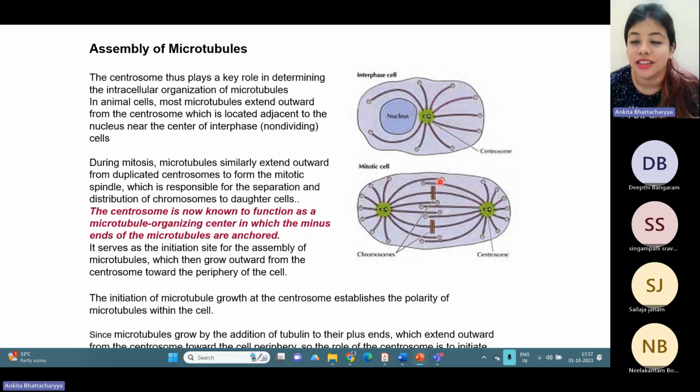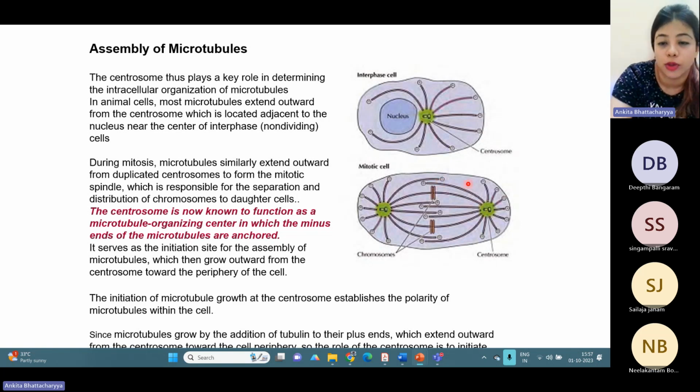And obviously, you do not see a nucleus, because during the process of mitosis, what you want is that the genetic material should be equally distributed among the two daughter cells. And there you can see that the genetic material, which was previously inside the nucleus, has undergone disassembly and has condensed itself in the form of chromosomes. And those chromosomes are arranged along the metaphase plate, or along the same plane, from which separation in two different directions would take place. So during mitosis, these microtubules extend outwards from the centrosomes to form the mitotic spindle, and this helps in separation and the distribution of chromosomes to the daughter cells.